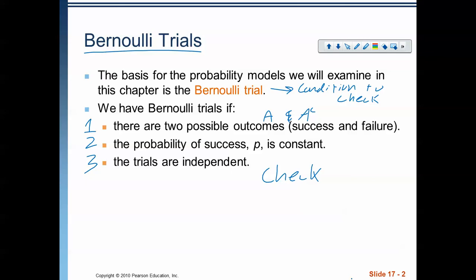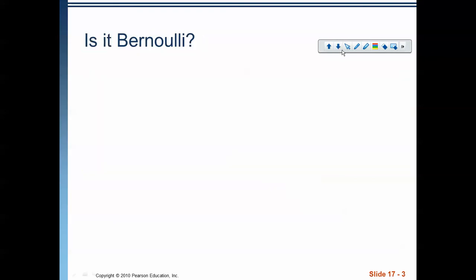So this is, like I said, the basis for the probability models. We have to have these three conditions be true in order to use the techniques that we're learning in this chapter. So let's get a little practice with something as Bernoulli.